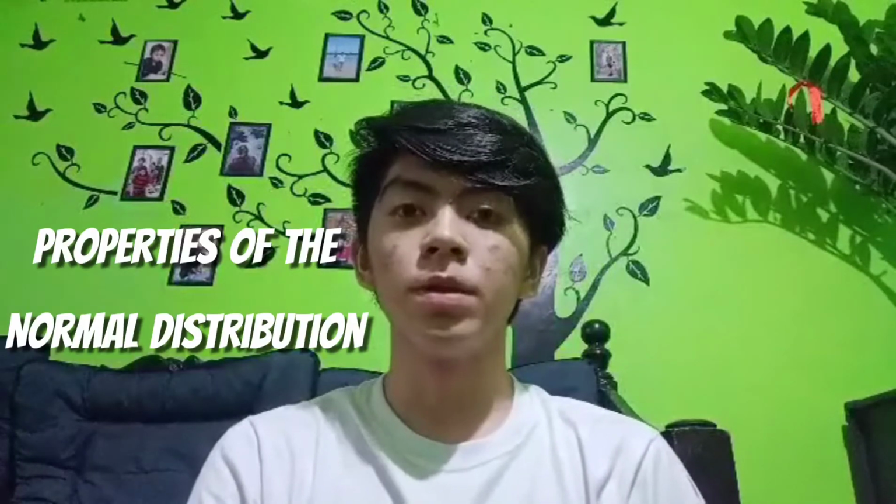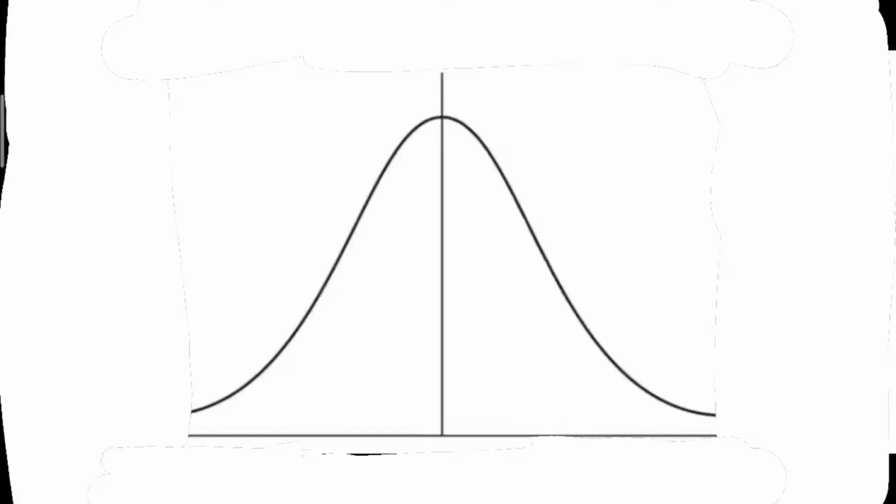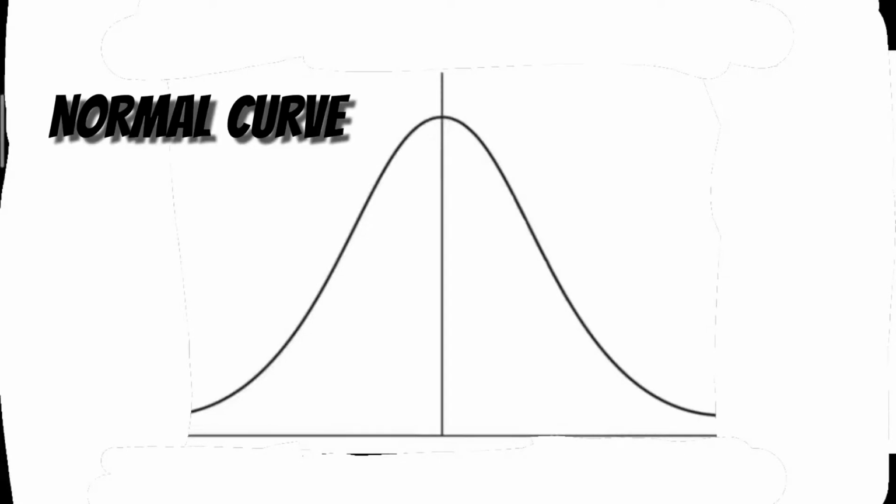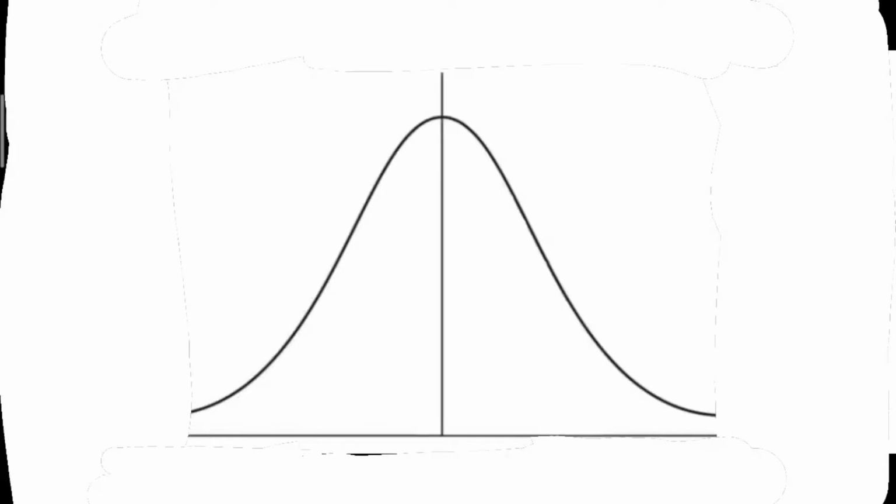Hello everyone, I'm Kenjie Aronda, and I will discuss the properties of the normal distribution. Number 4. This is the normal curve, and this is the center of the normal curve, and it extends to the left and right sides away from the center.